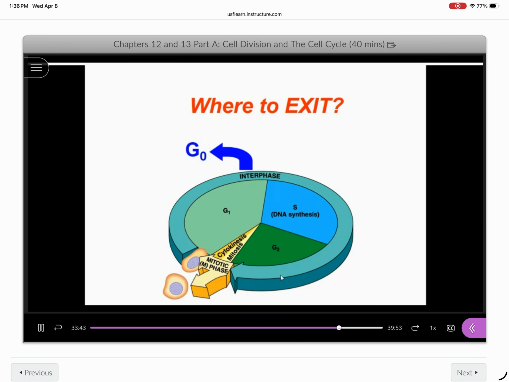And again, G2 is extra growth for cell division. So if you're going to just be a cell, not make more cells, leave from G1. Leave from the end of G1, I would say. Near the end of G1, where you've grown to a good size, and then leave. Okay?